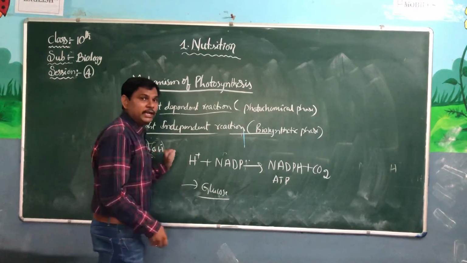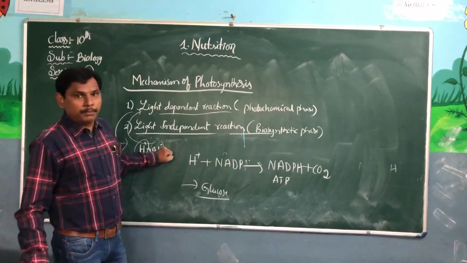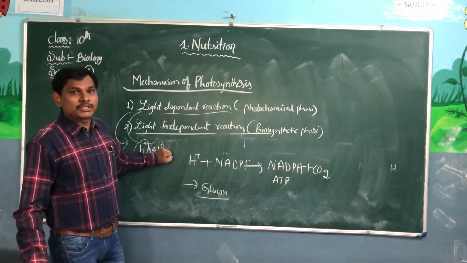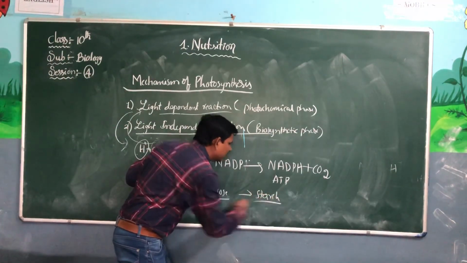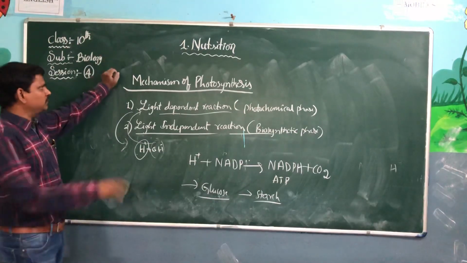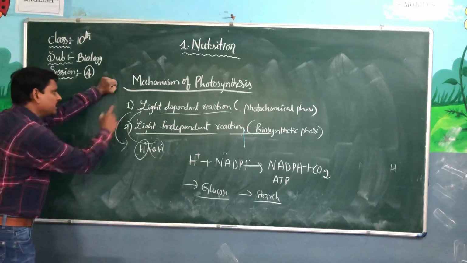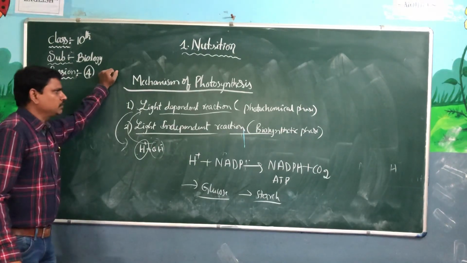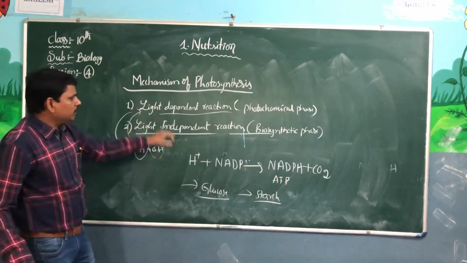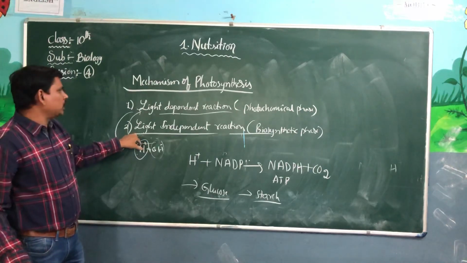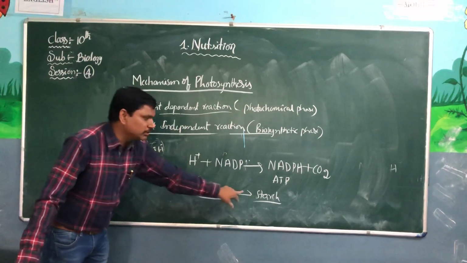Finally, after so many intermediate reactions involving enzymes, like RuBP, ribulose bisphosphate, starch is going to form. So this is the mechanism of photosynthesis. Don't confuse. First read this carefully and you can understand. If you have any doubt, I will explain again. In the last, what is the end product of light independent reaction? Glucose. Glucose is finally converted into starch.